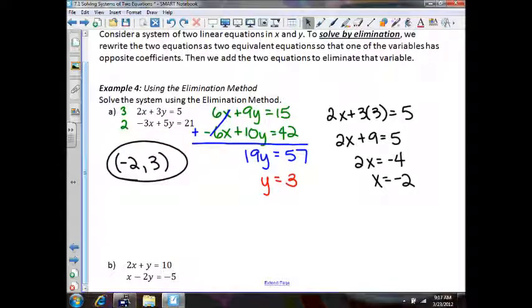Now to check, 2 times negative 2 is negative 4, plus 9 does equal 5. Negative 2 times negative 3 is positive 6, plus 5 times 3, which is 15, so 6 plus 15 does equal 21. The answer does check.